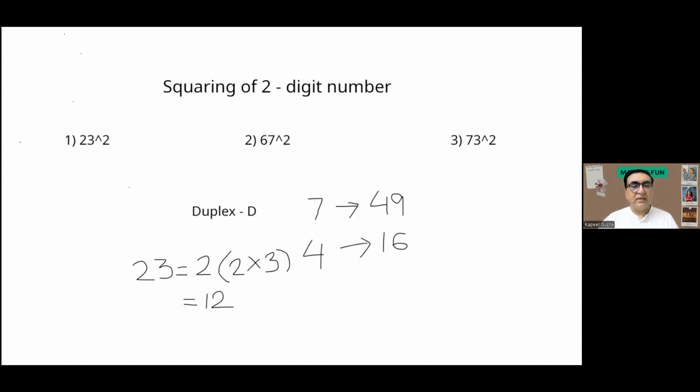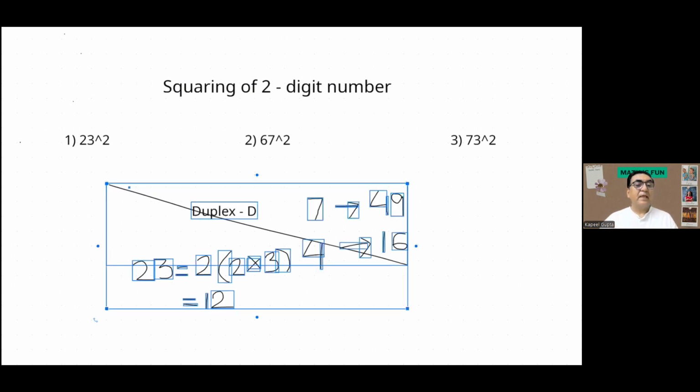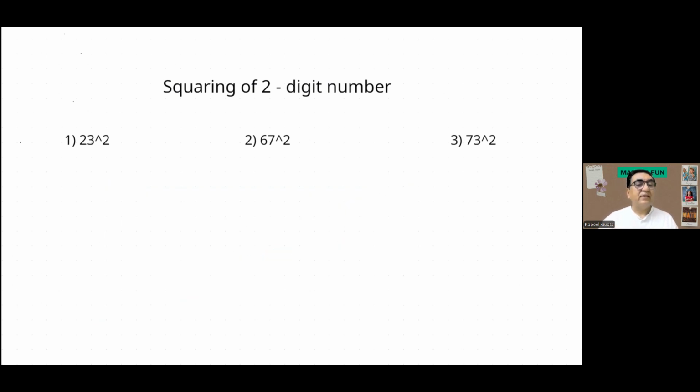Let me just erase this so that we have space for calculation. Okay, now let's begin with 23. On the right-hand side, 3 is there. So the right-hand side number is 3, and we have to find the duplex of a single digit. So that becomes 9. Got it?